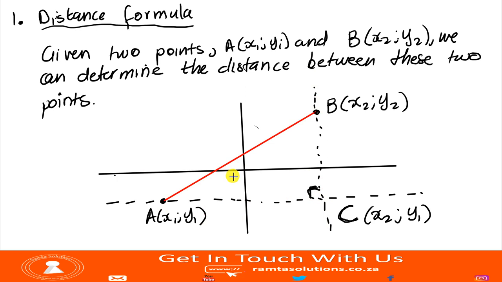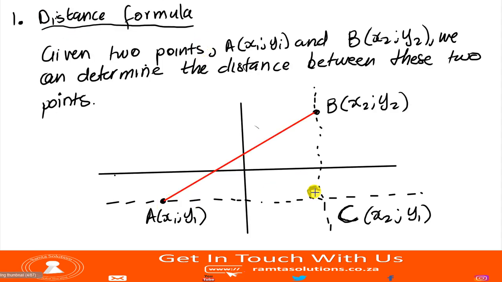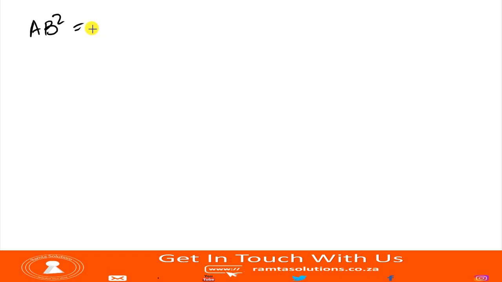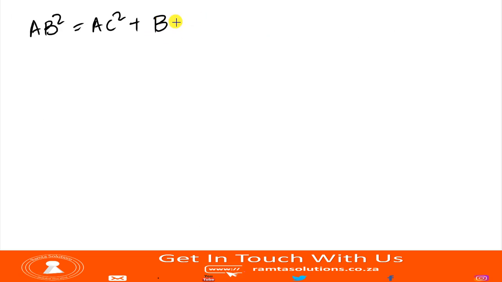So we're going to use Pythagoras theorem. Which one is the hypotenuse? It's AB. So according to Pythagoras theorem, AB squared equals, what are the other two sides? AC squared, and what is the other side? It is BC. This is Pythagoras.